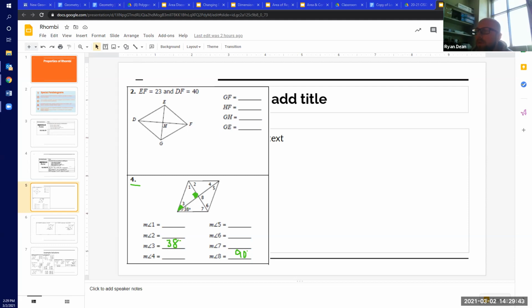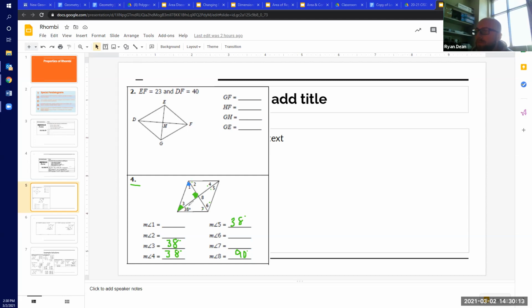Opposite angles are congruent. So the opposite angles of the 3 and the 38 are going to be this 4 and 5. So 4 and 5 are also both 38 degrees. Okay, that leaves us with 1, 2, 7, and 6. So to find those, we have to use the triangle angle sum theorem.